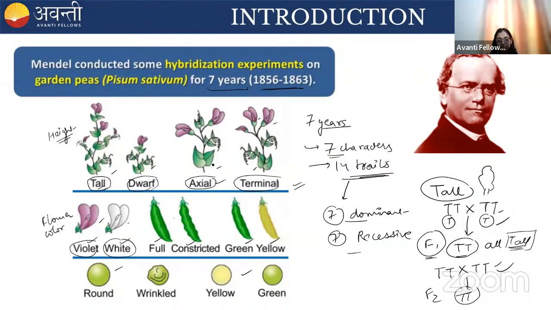First, because the pea plant completes its life cycle in one season. It's an annual plant. Second, the pea plant produces a large number of seeds. Third, the contrasting traits like tall, dwarf, axial, terminal are clearly visible in the pea plant. And the pea plant has a bisexual flower, so it can show self-pollination as well as artificial pollination can be done in the pea plant. So that is why Mendel chose the pea plant.